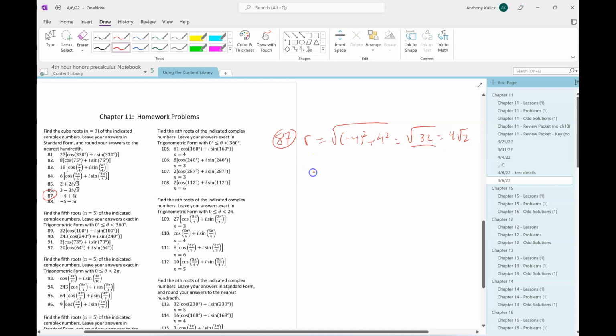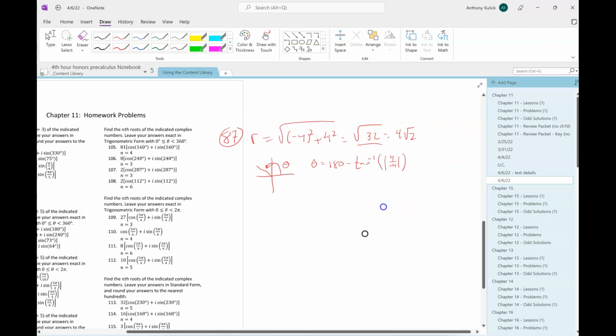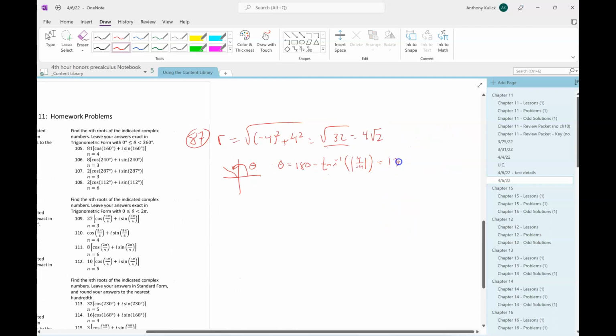We'll do our theta then. So if I plot this, negative 4, 4 is over here. So my theta is going to be 180 minus tan inverse of the absolute value of 4 over negative 4. That's just going to be 135. So my z in this case is square root 32 cosine 135 plus i sine 135.